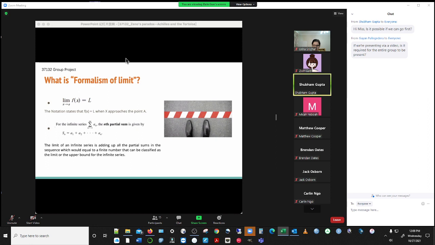What is the limit of an infinite series? The limit of an infinite series is adding up all the partial sums in the sequence, which would equal a finite number that can be classified as the limit or the upper bound for the infinite series. The limit can be determined first by classifying whether the series is converging or diverging, and then the respective method is chosen.